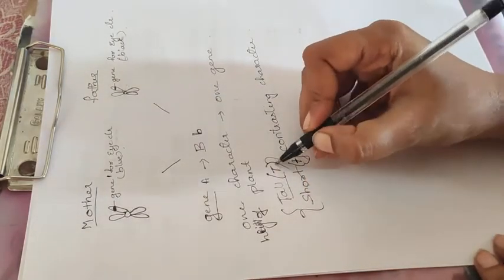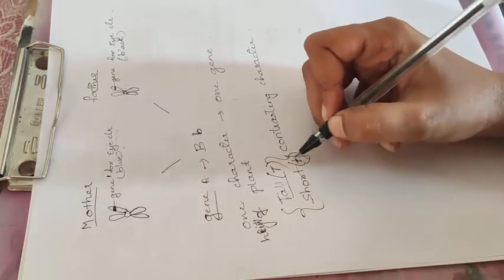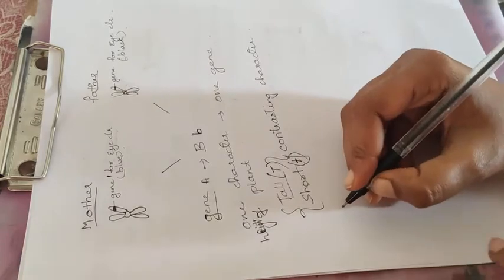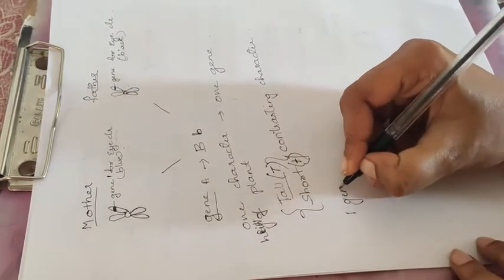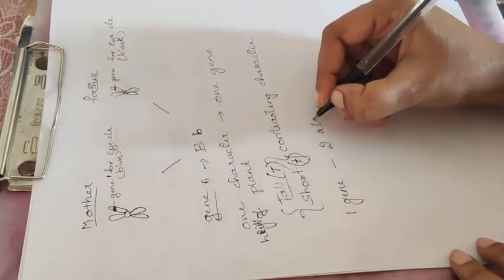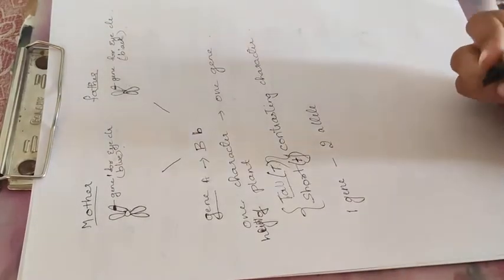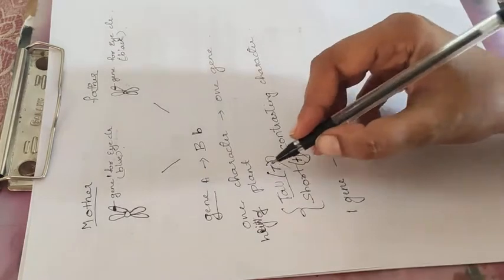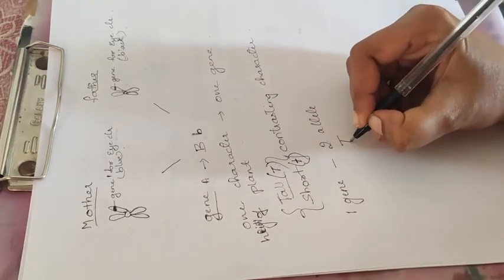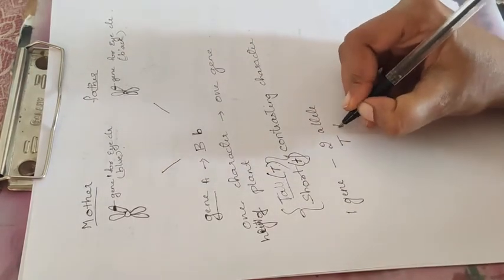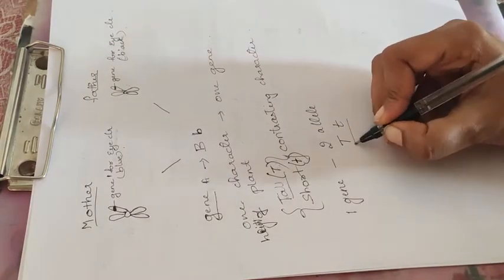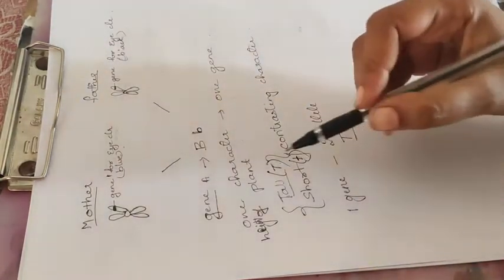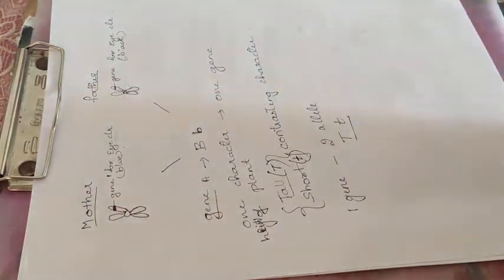And these two, capital T and small t, what we have written, these are called as allele. One gene will have two allele. Understand this much. One gene is being controlled by two allele. Here the two alleles are capital T is one allele and small t is another allele. Both of them will decide this character, height of the plant.